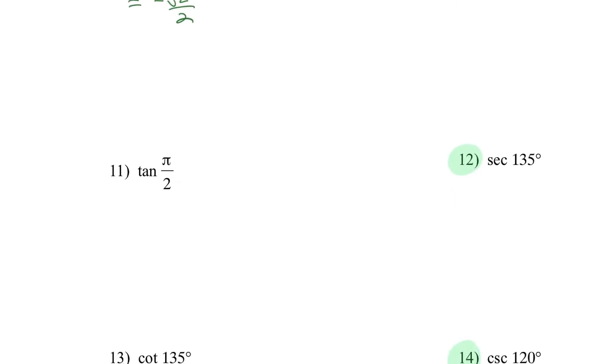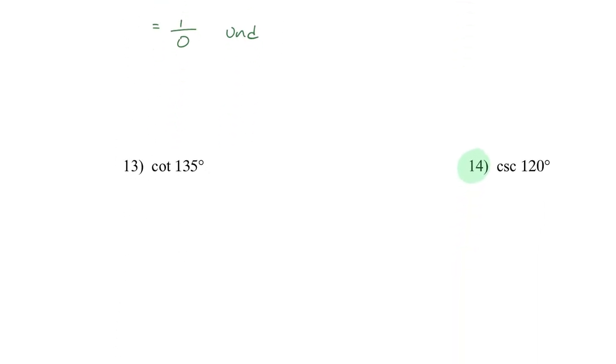If I go to pi over 2, the ordered pair here is (0, 1). And then tangent is y over x. My 0 is in the denominator, so this is undefined. The next one is telling me to find the cotangent of 135. So this is negative square root of 2 over 2, and then square root of 2 over 2. In this case, cotangent is x divided by y, so this ends up to be negative 1.